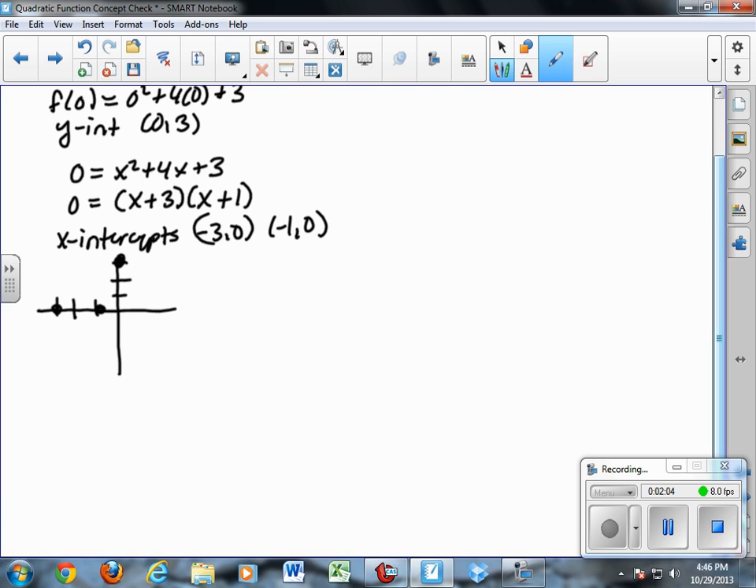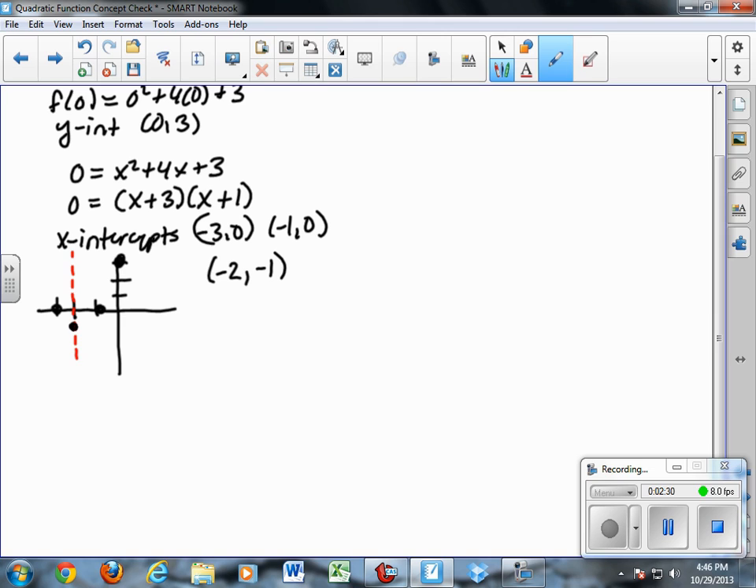I also know that halfway between my intercepts, my x-intercepts, is where the vertex is going to be. So the vertex is going to have an x-coordinate of -2. If I plug -2 back into the function, I'm going to get 4 minus 8, which is -4, plus 3, which is -1. So -2, -1 is my vertex.